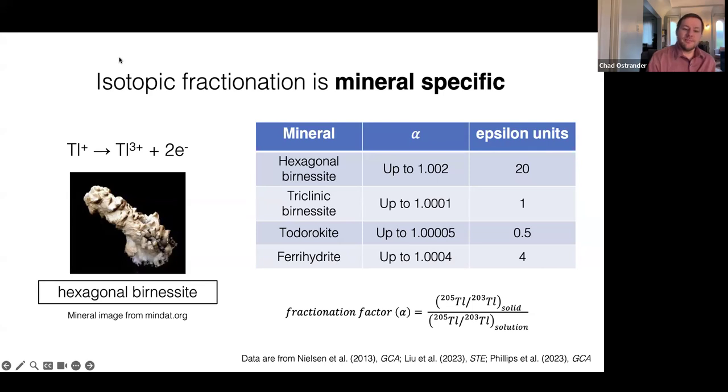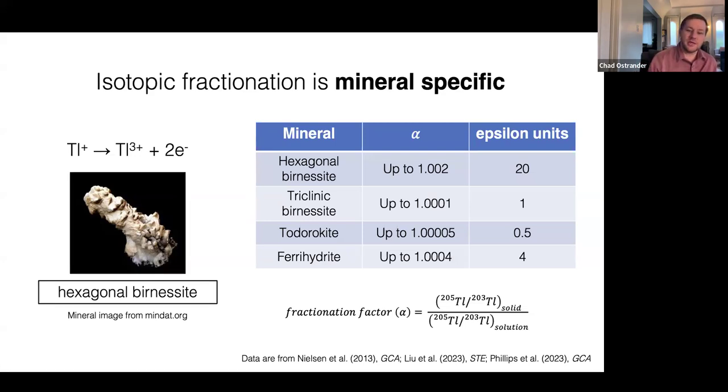You only see oxidation of thallium plus to thallium 3 plus today so far on the surface of hexagonal birnessite. So hexagonal birnessite is this manganese oxide mineral that has really large vacancy sites. Thallium plus is a really large ion. It's about the same size as potassium plus. And so it's this mineral that has vacancy sites large enough to actually do this oxidation. And so it's only in this hexagonal birnessite you get these 2 per mil or 20 epsilon unit shifts.